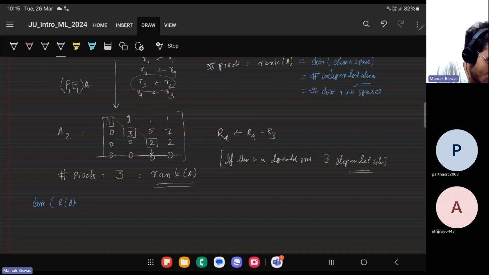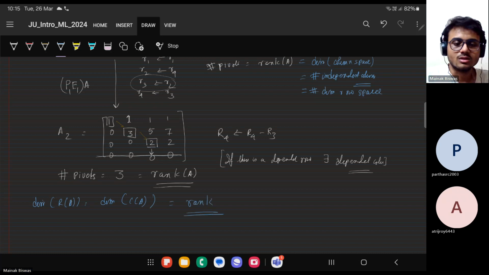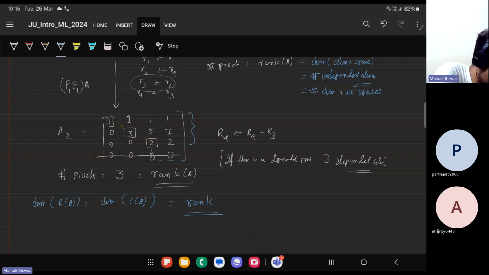So dimension of row space is always equal to dimension of column space, is equal to rank of a matrix. It is 3 because you have already got 0, right? Yes or no? And just by doing linear combination of rows, you have got 0, right? You have only done linear combination of rows. So these three are independent rows. You agree?